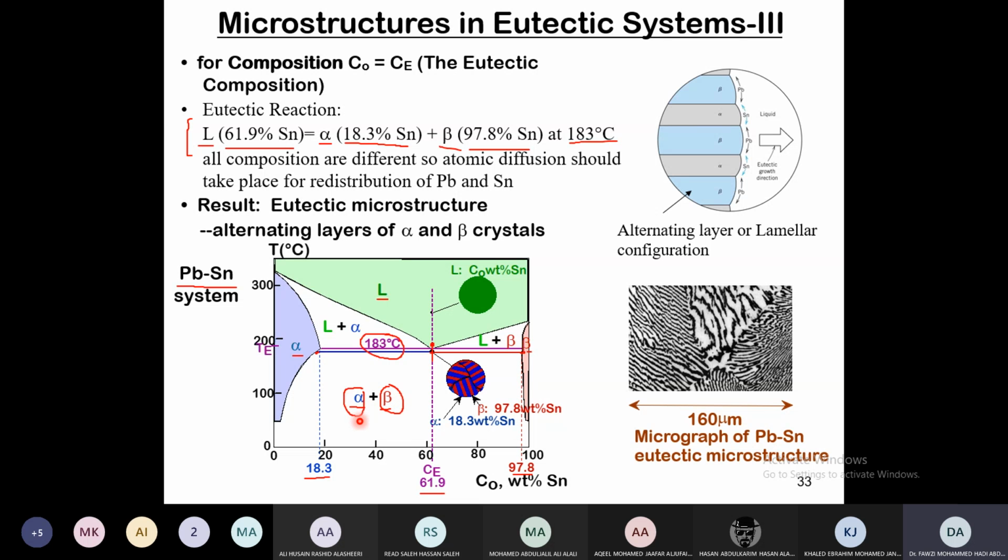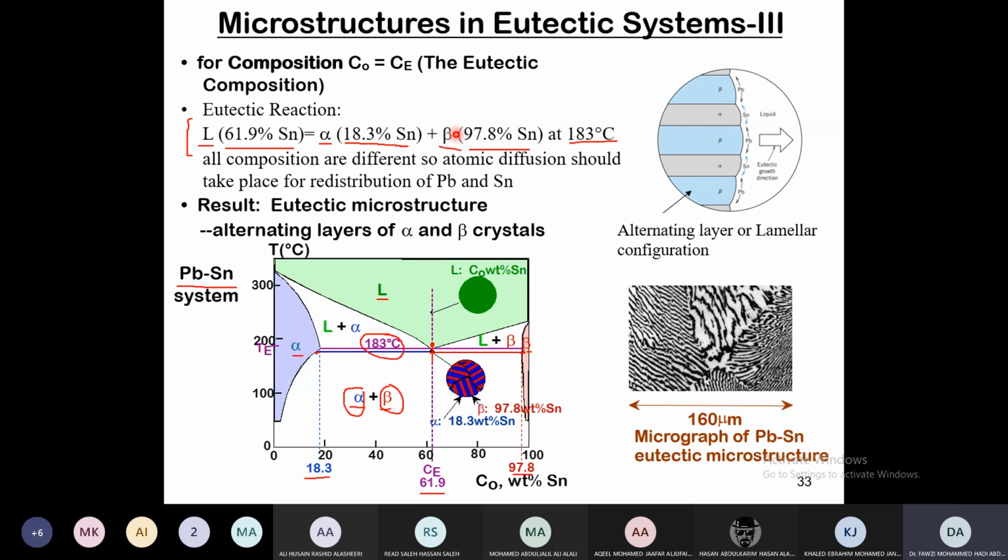So that is a very fast transformation the material needs to do, going from one liquid phase into two solid phases. Not only that, notice from the composition of each phase, the alpha is at 18.3% by weight tin. The beta is at 97.8% tin. Not only are we going to two different solid phases directly, but also these two different solid phases have drastically different compositions as well.